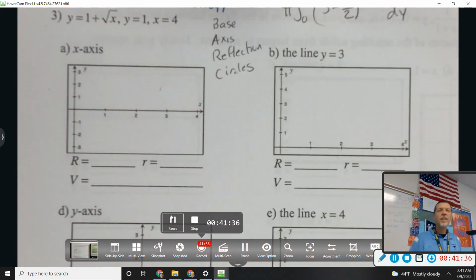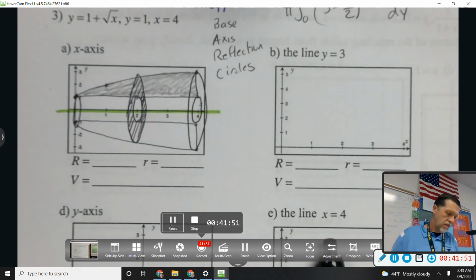The bark method. I was just making this up. Base, axis, reflection, circles. This is for the dogs, right? The bark method. Okay. Base, axis, reflection, circles.